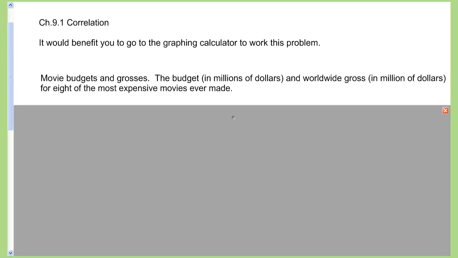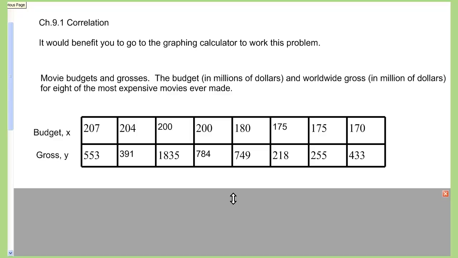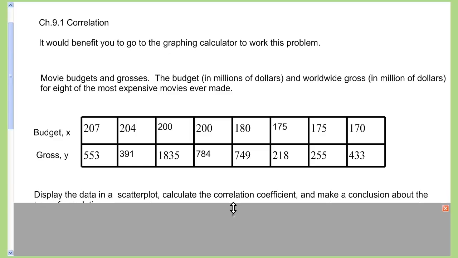But anyway, this is about movie budgets and grosses. The budget in millions of dollars and the worldwide gross in millions of dollars for 8 of the most expensive movies ever made are going to be shown in this table that we're going to look at. This is the table. This was the budget in millions of dollars, and this is how much money they grossed on it. So the x-axis is going to be your budget in millions of dollars, and the y-axis is going to be the gross amount that was grossed on it.